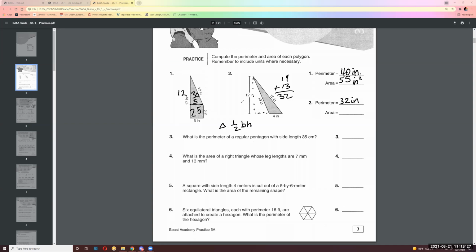12 times what? I said 12 times 4 divided by 2. So that would be something like this, right? Where we would have a triangle that's 12 right here, and then base 4, and then the area would be here, right?